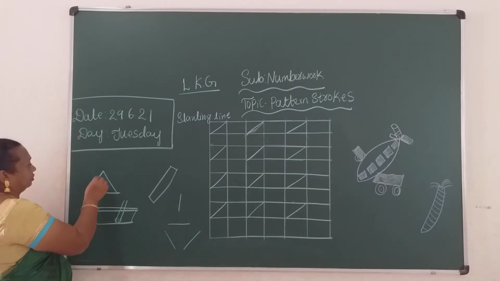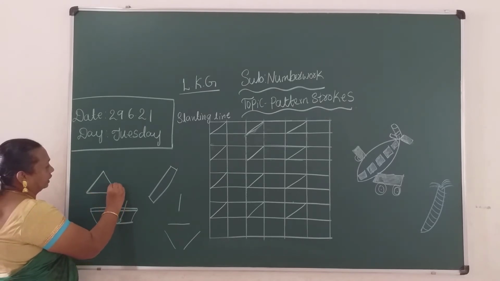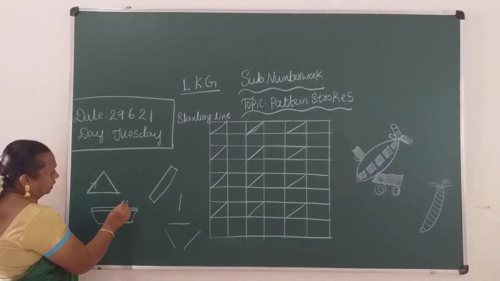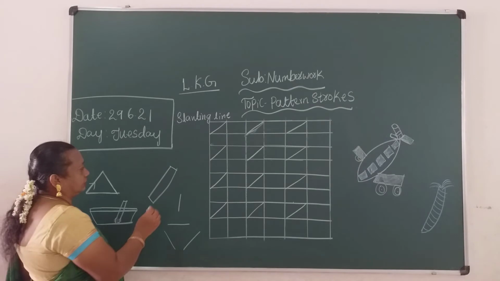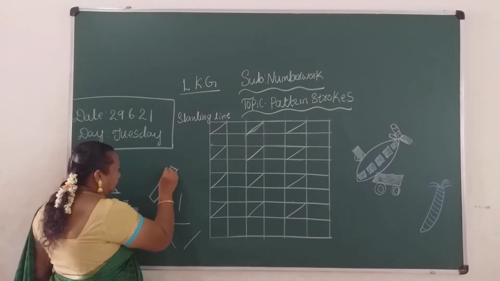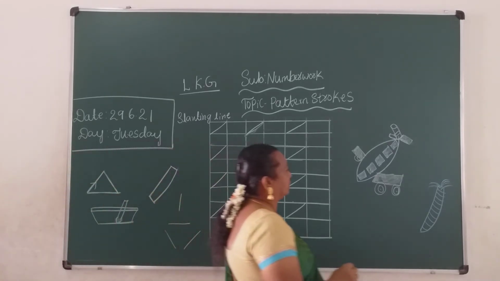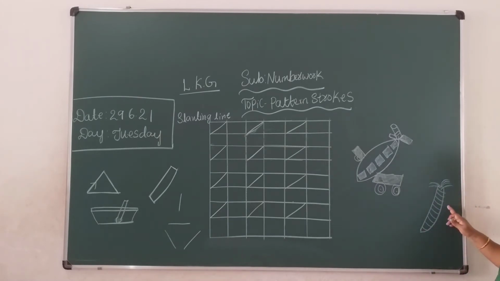See which are the slanting lines, children? Here you can see the triangle, children. Slanting line. You can see here a slanting line. And you can see here, children, a stick. Slanting line. And you can see the aeroplane, children. And you can see the sugar cane also, children. You can see slanting line.